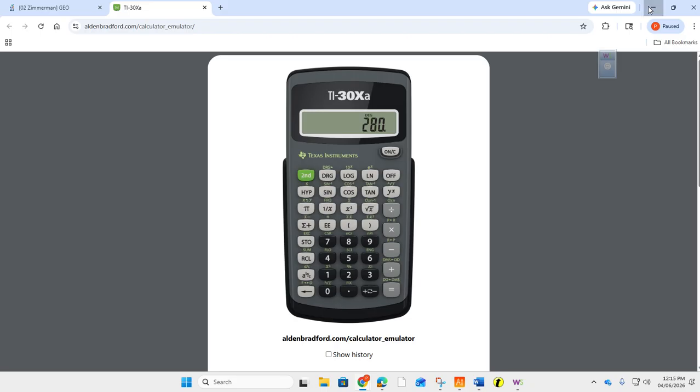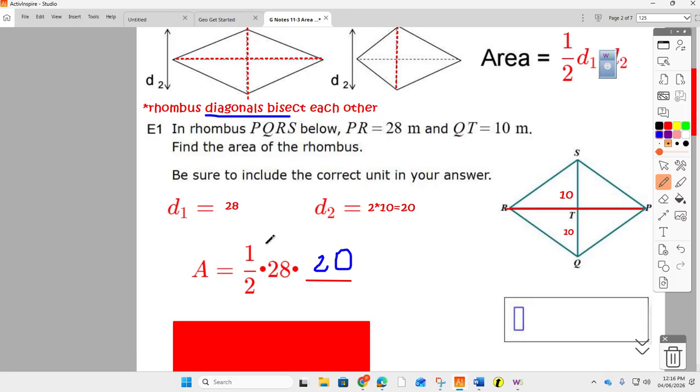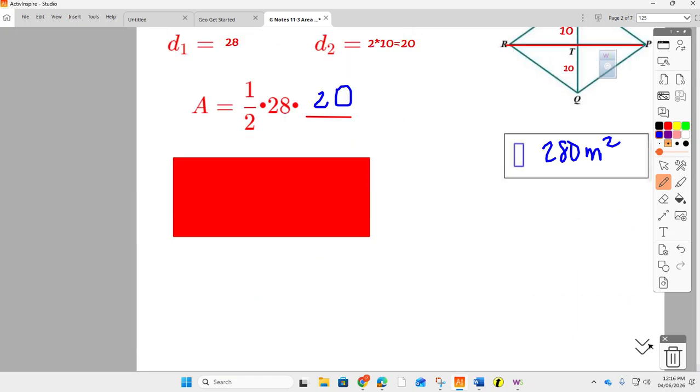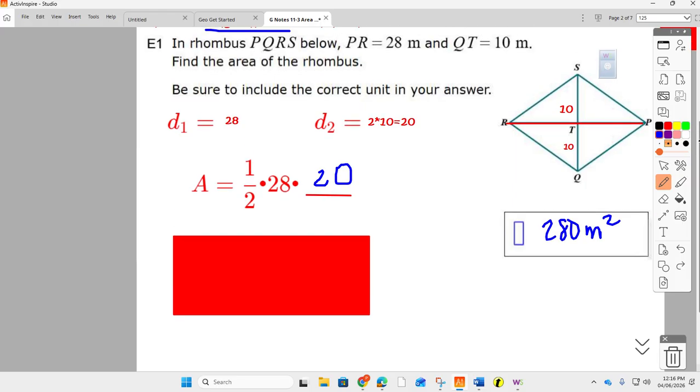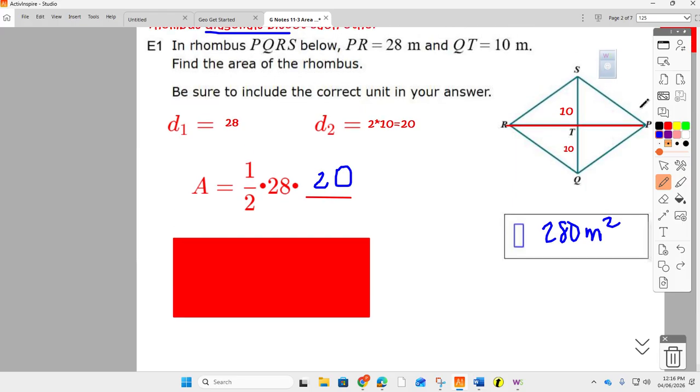So the area of this rhombus is 280. But we can't just write 280, right? Because it's area, so we've got to square our unit measure. So it's 280 square meters. I'm sorry, my pen's coming to life. So 280 square meters. Any questions? All right.